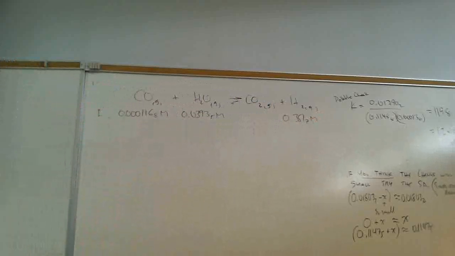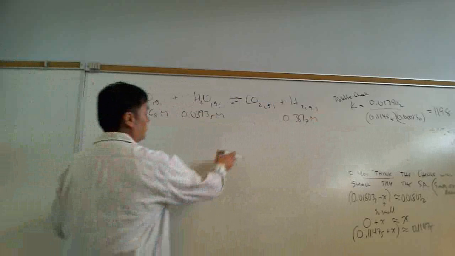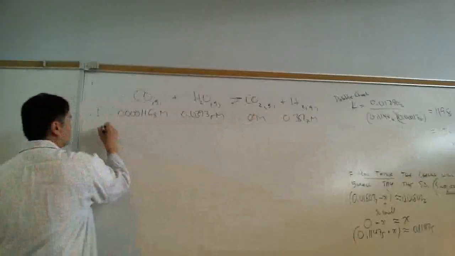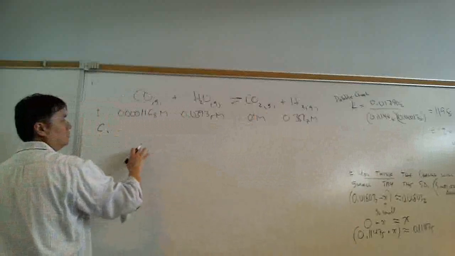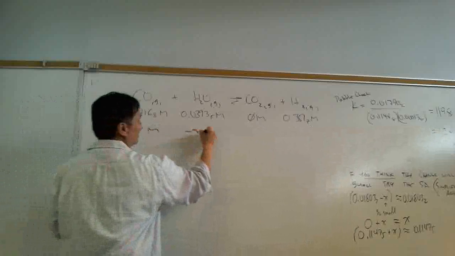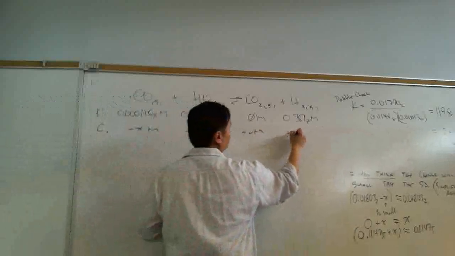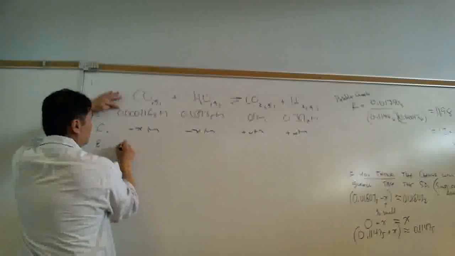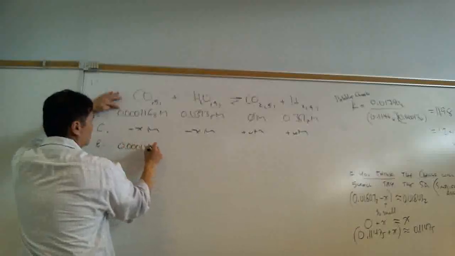Okay, now what we're going to do is figure out the direction. What about the carbon dioxide? 0. And so the direction has got to be forward. Minus x, plus x, plus x. And then at equilibrium, we have 0.0001168 minus x.